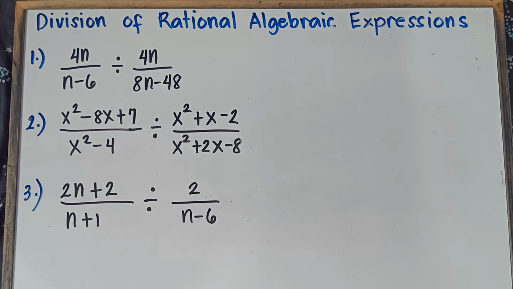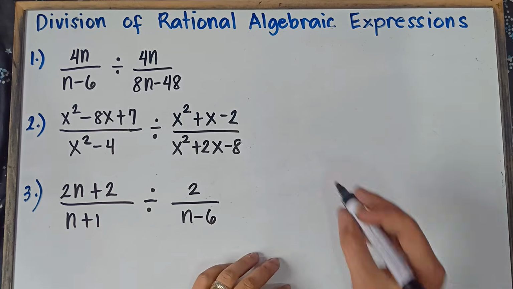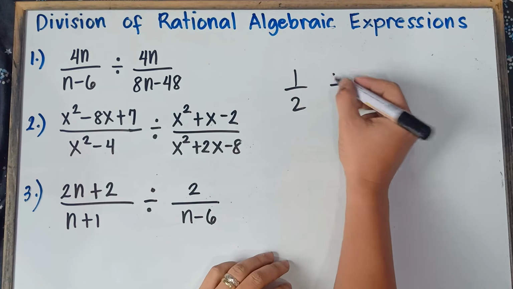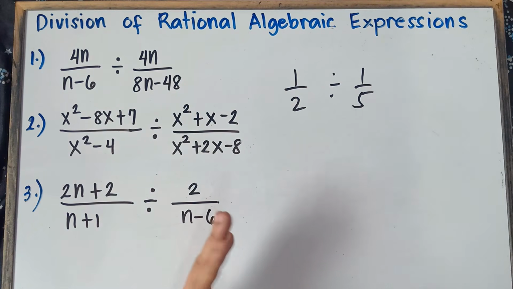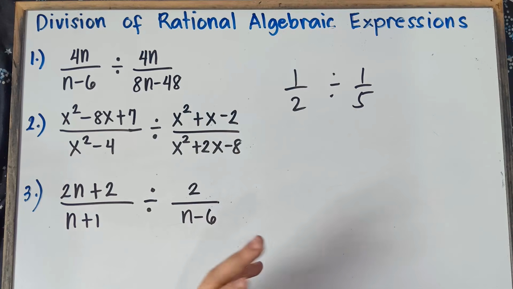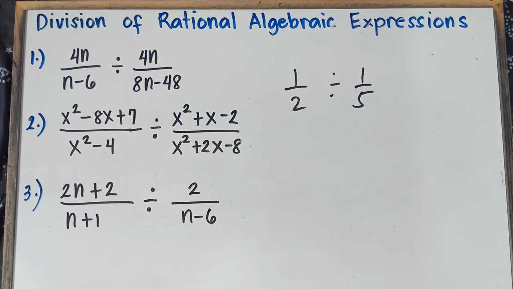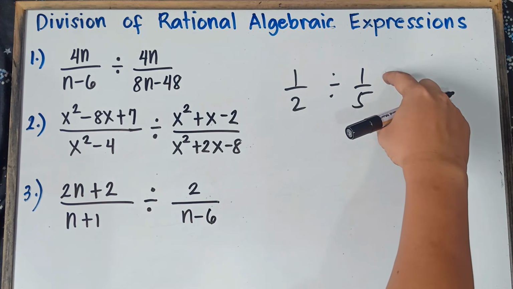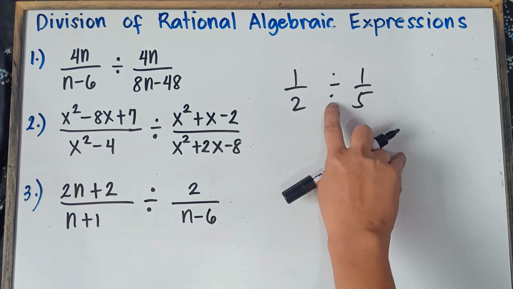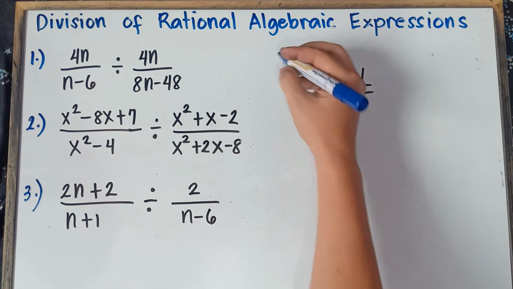Now, just remember, class, in dividing basic fractions, if I say 1 over 2 divided by 1 over 5, what would be your answer? Can we divide the fractions directly? Nope, you can never divide the fractions directly. Because the rule in dividing fractions is you need to get the reciprocal of the divisor, then you proceed to multiplication.